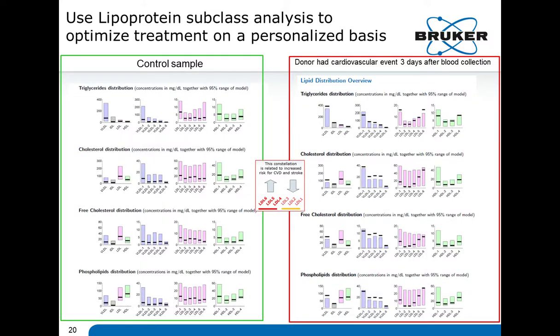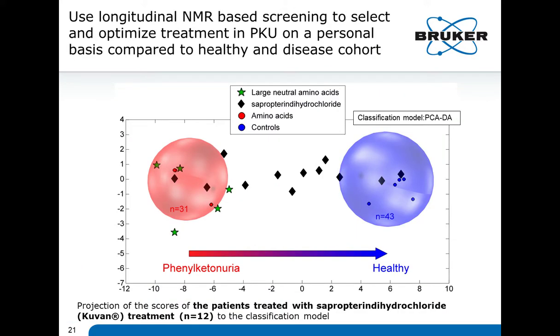Go back to the slides, and I'm finished in a second. This we have seen. I just want to show one last example, and this is the NMR-based screening using actually treatment optimization in phenylketonuria. So you see here in the different colors, these stars and circles. These are different medications which are taken, and the blue cohort, the blue ball, represents healthy, and the red one represents then diseased people.